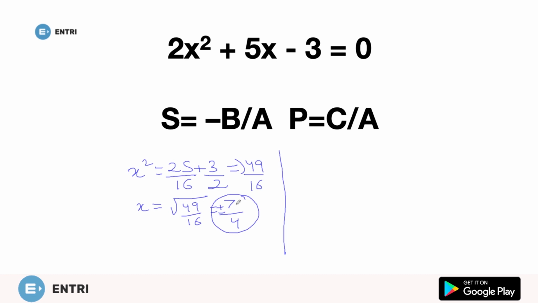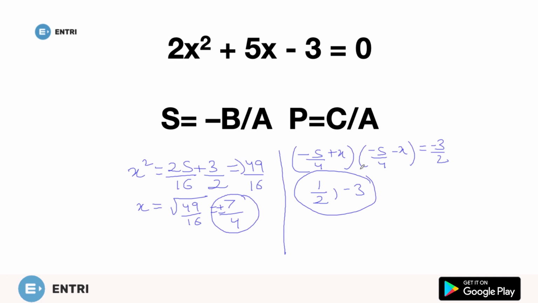So what are the roots? See, we were given what we have already solved, minus 5 by 4 plus x into minus 5 by 4 minus x equals minus 3 by 2. And when we put the value of x here, first we put the value of plus 7 by 4, it will directly give you 1 by 2, and when you put the value as negative, you are going to get minus 3. So these would be the roots of this number.